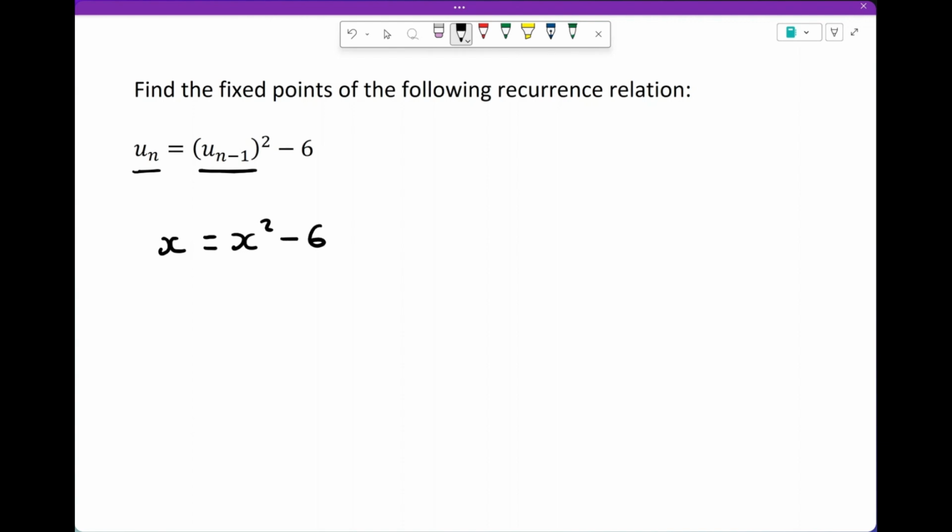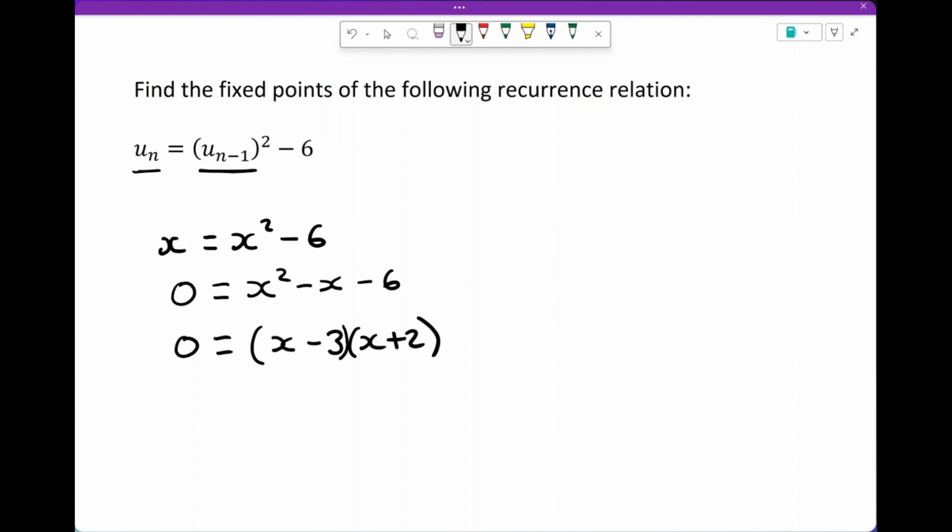So let's make one side 0. I'd get 0 is equal to x squared subtract x subtract 6 if we subtract the x to the other side. And then let's solve this. I believe we can factorize it, and it would be x take away 3 multiplied by x plus 2. So therefore our fixed points would be x equals 3 and x equals negative 2.